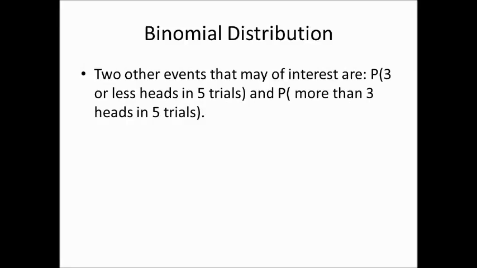Now, two other events that may be of interest are the probability of getting 3 or less heads in 5 trials, and the probability of getting more than 3 heads in 5 trials. So we're defining two events here. What's the probability you get 3 or less heads in 5 independent trials, and more than 3 heads in 5 trials?